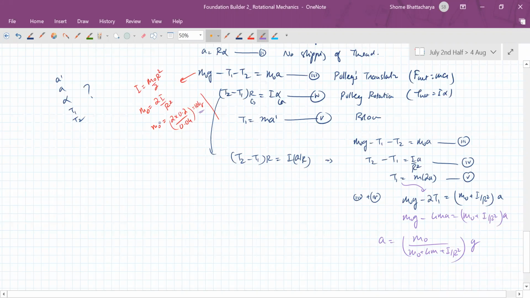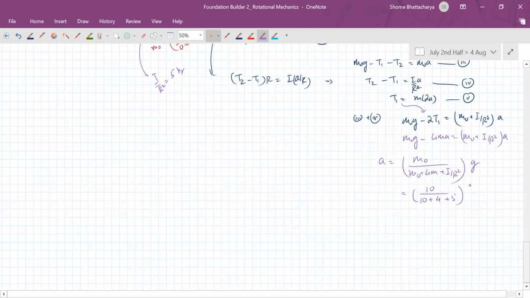So m naught was 10 kg, so that means I by r square is equal to 5 kg actually. So 10 upon 10 plus 4 plus 5, because I think small m was 1 kg, right? Into g. So this is the downward acceleration of the pulley. Okay, this will come out to be 10g by 19 is the downward acceleration of the pulley.